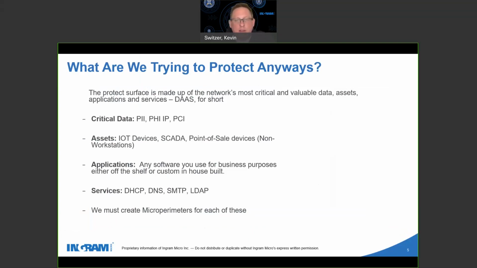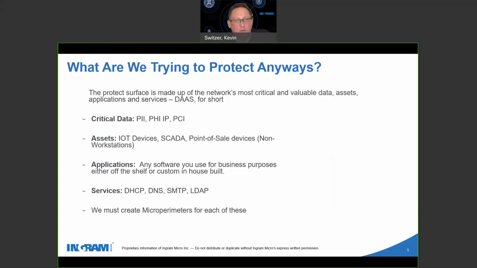Typically, the types of data we're looking at here is going to be PII, which is personally identifiable information, PHI, which is protected health information, IP, which is their own intellectual property, PCI, payment card industry, just for some examples. Also, the assets. So a lot of that's going to be different types of IoT devices, SCADA, which stands for Supervisory Control and Data Acquisition.